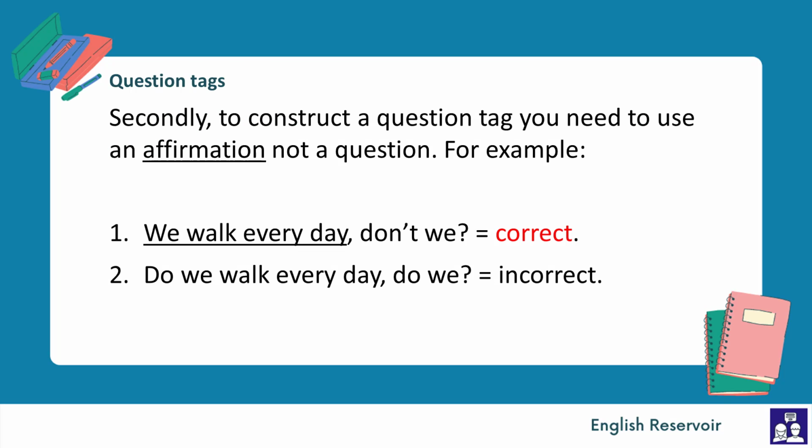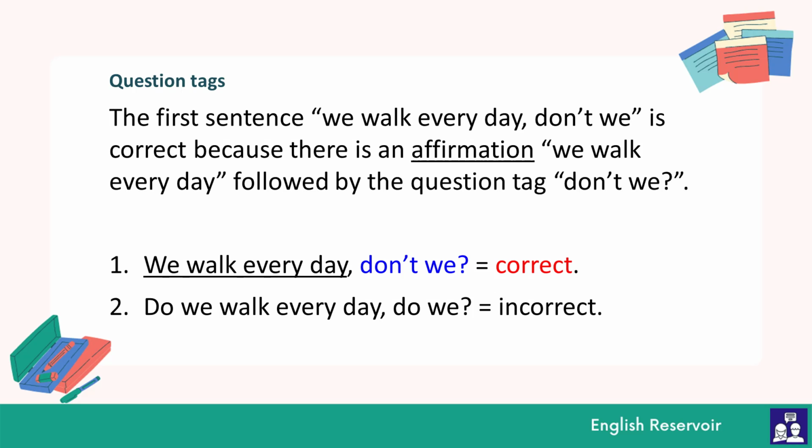Secondly, to construct a question tag you need to use an affirmation, not a question. For example, we walk every day, don't we? Equals, correct. Do we walk every day, do we? Equals, incorrect. The first sentence, we walk every day, don't we, is correct, because there is an affirmation, we walk every day, followed by the question tag, don't we?